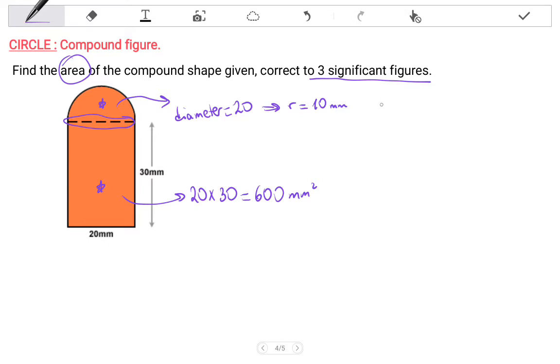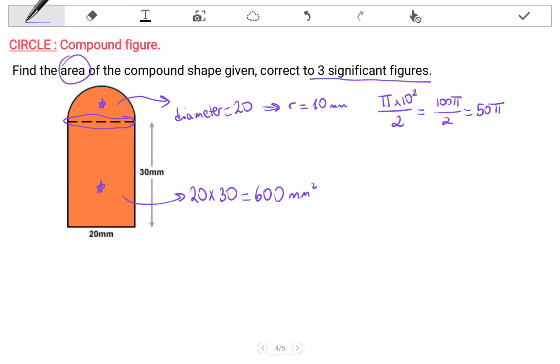Then to get the area, I will use the area formula of a circle, which is pi r square. r is 10. And then divide this by 2 because it is a semicircle. So this is 100 pi over 2. This will give us 50 pi.